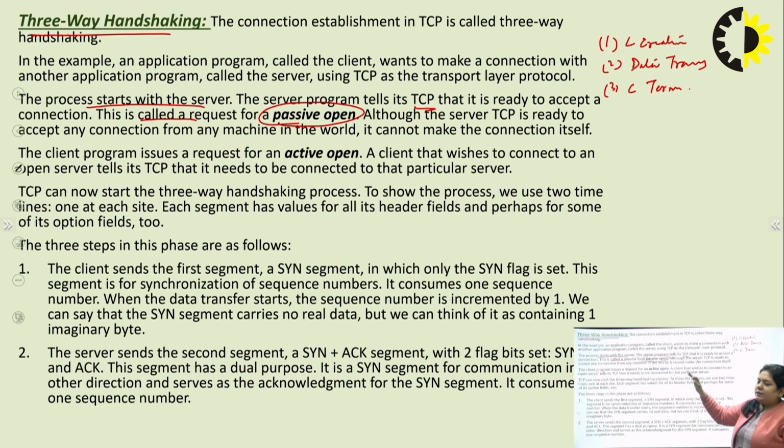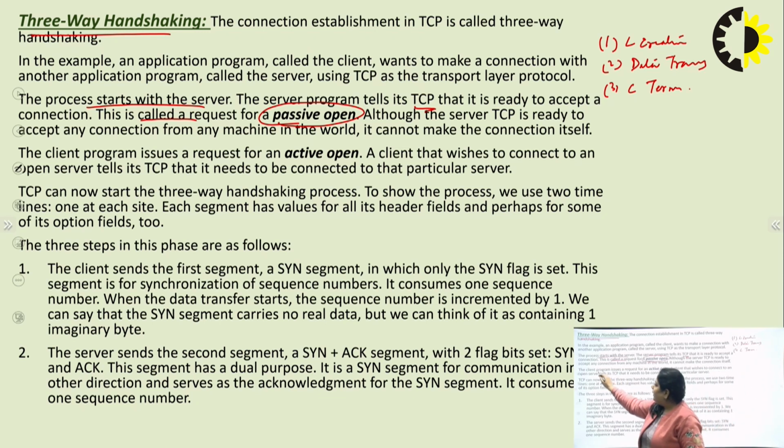Now, the server is ready to accept any connection, but now it has to create a connection, a logical connection. So it creates a request known as passive open. Again, the client also issues one, because it's a full duplex mode. So in both ways, the connection has to be made and accepted. Only then can the data be transferred.